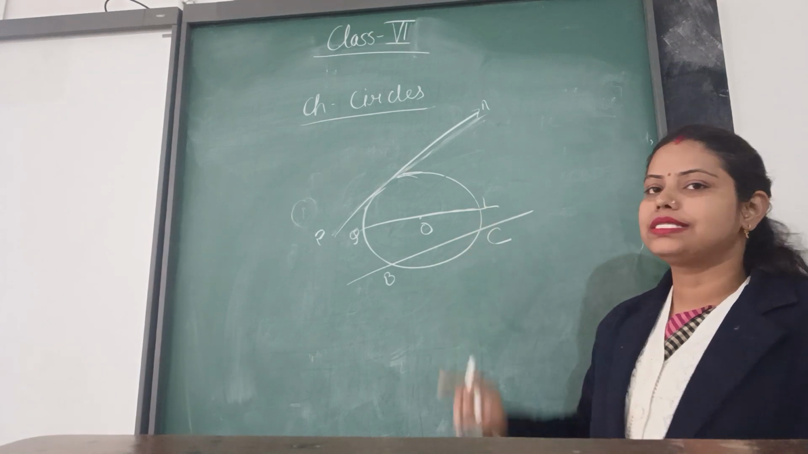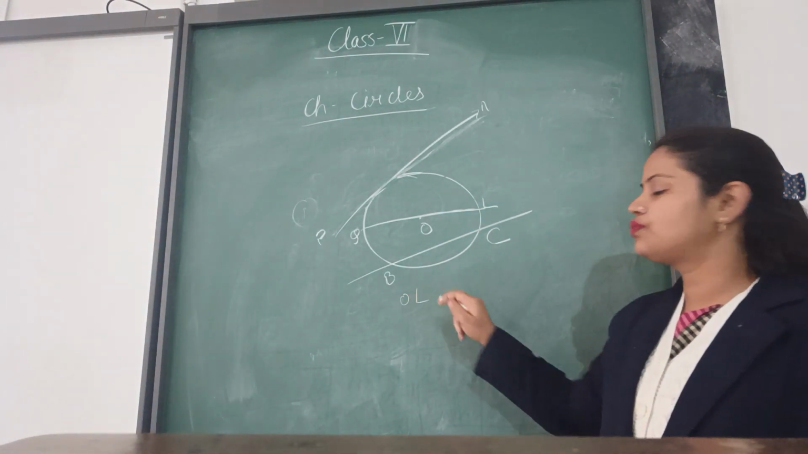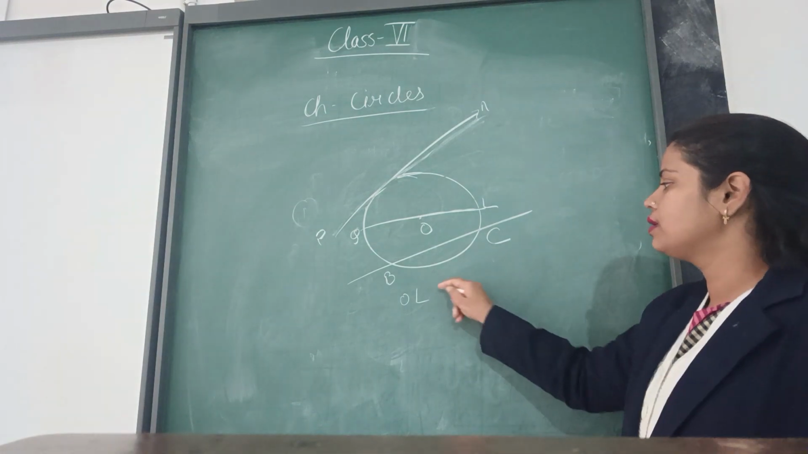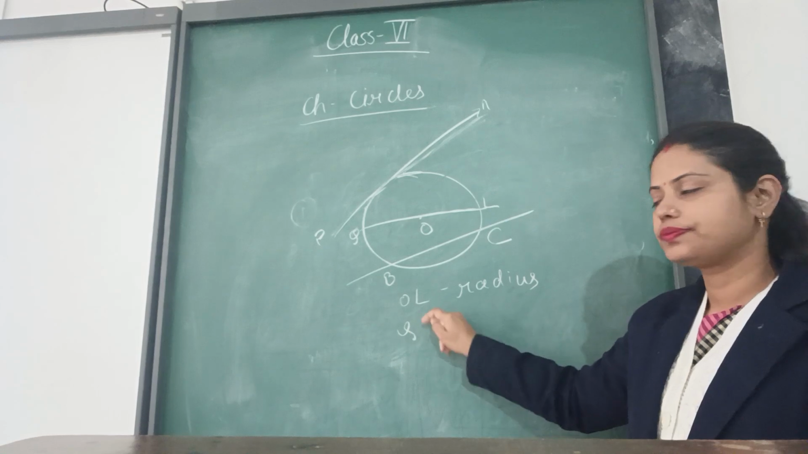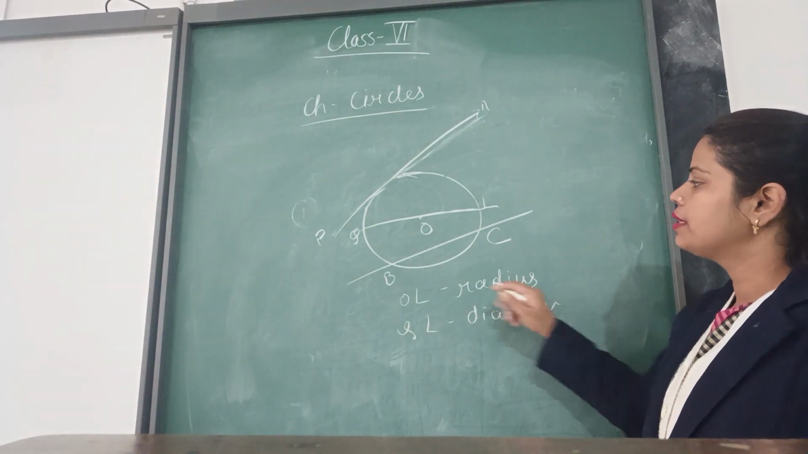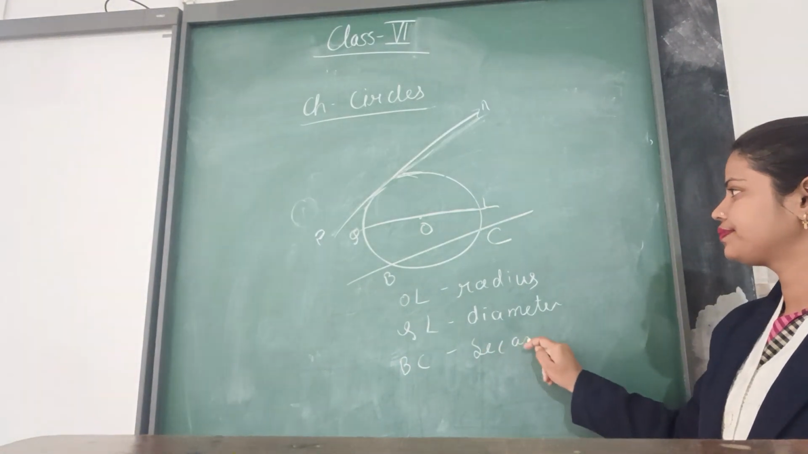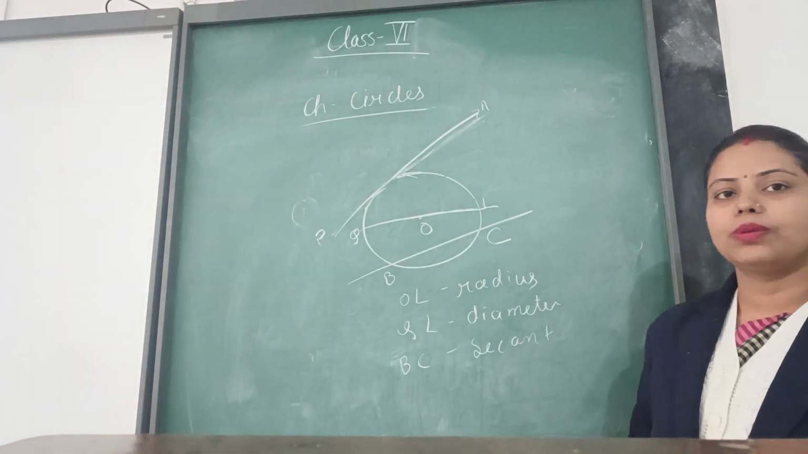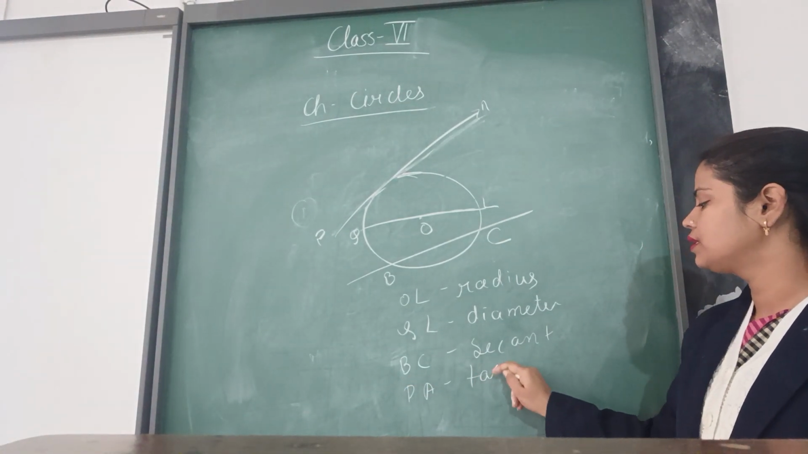And OL is the radius of the circle. So this will be coming in the form of Phillips. OL, radius. Then QL, diameter. Then BC, secant. And what about PA? PA is a tangent.